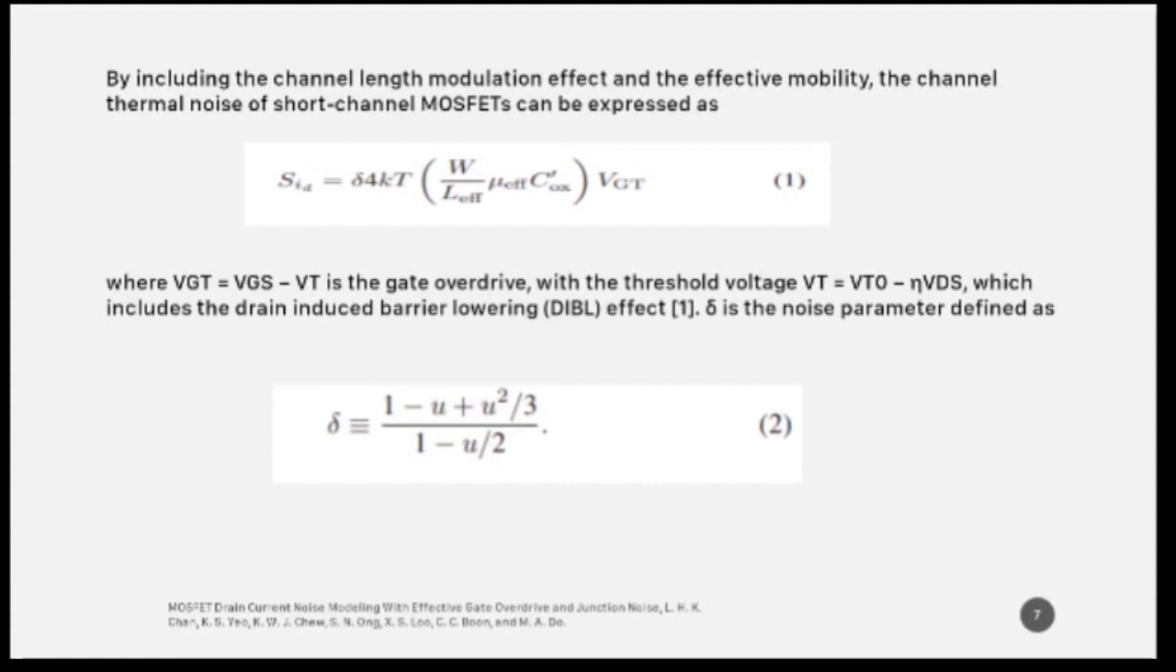So the noise parameter delta is defined as 1 minus (u plus u squared by 3) whole divided by 1 minus u by 2. So u is a parameter. u is equal to alpha times VDS divided by VGT, where alpha is known as bulk charge constant.